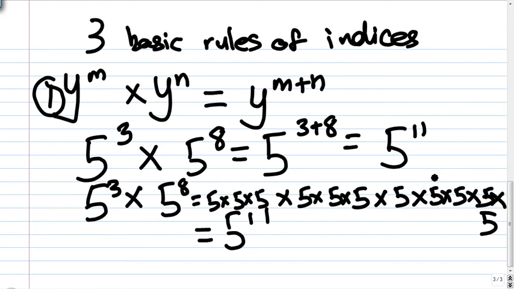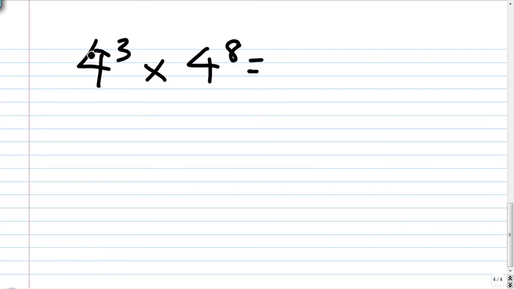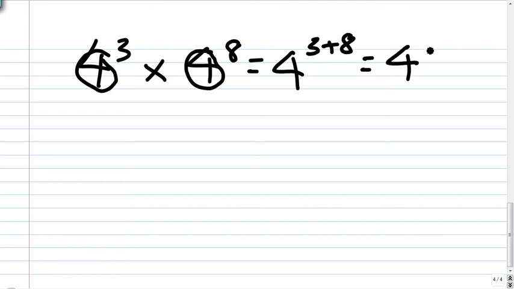Let me give you another example. Let's scroll down to the second page. If you have 4 to the power 3 times 4 to the power 8, because they are of the same base, and you can only do it if they are of the same base, bear this in mind, 4 to the power 3 plus 8, which is 4 to the power 11.